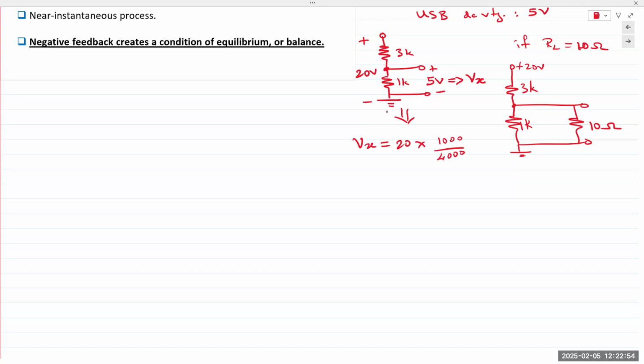But now my Vx would be 20 times approximately 10, or actually less than 10, would be 9 point something, divided by 3010. So my Vx is not 5 volts anymore because my load value has changed. Does everybody see that? Let's take a 10-second pause while you think over that and let me know if you have any questions.